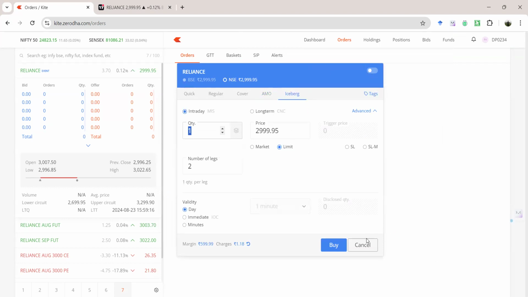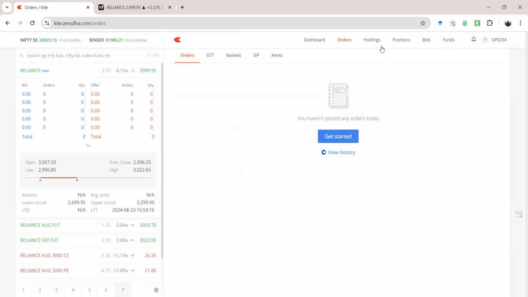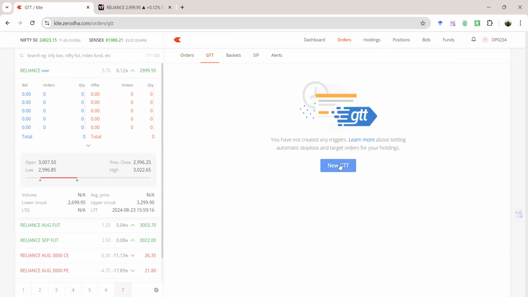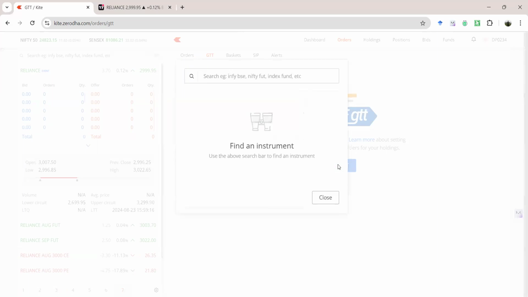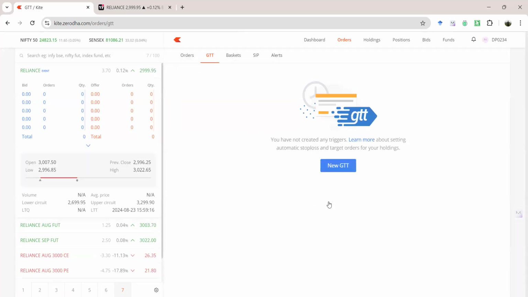And where is the GTT order? I think here we have GTT, regular order. Yeah. So I will explain the GTT order. AMO and GTT are almost the same, or AMO is a part of GTT. AMO is an aftermarket order. It will be valid only for one day. Suppose you place this order today, it will be valid only for the next trading day. It will not be carried forward.